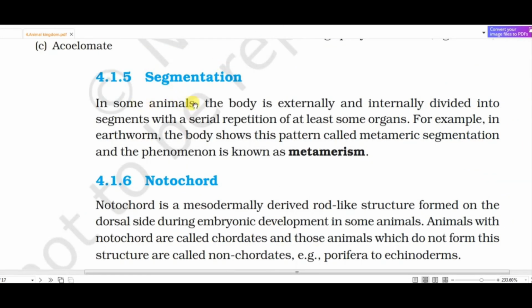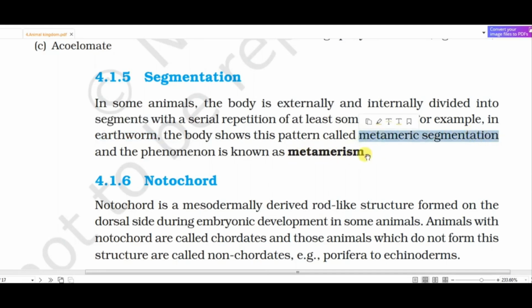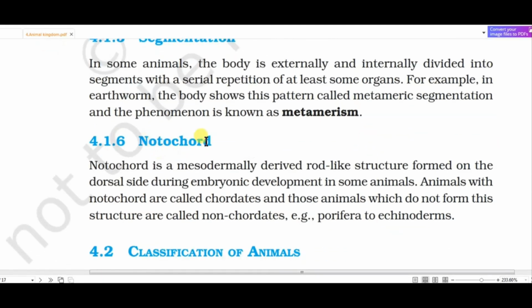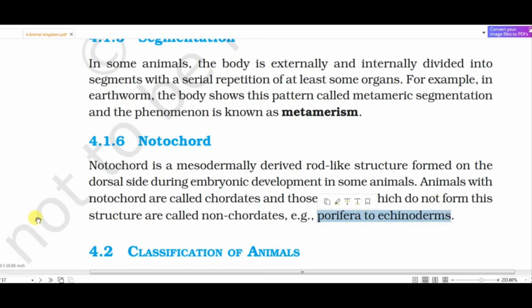Segmentation. In some animals, the body is externally and internally divided into segments with a serial repetition of at least some organs. For example, in earthworm, the body shows this pattern, which is called metameric segmentation, and the phenomenon is called metamerism. Notochord. Notochord is a mesodermally derived rod-like structure formed on the dorsal side during the embryonic development in some animals. Animals with notochords are called chordates. The animals which do not form this structure are called non-chordates. From Porifera to Echinodermata are non-chordates.